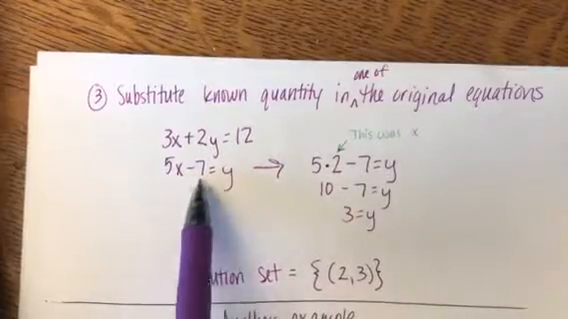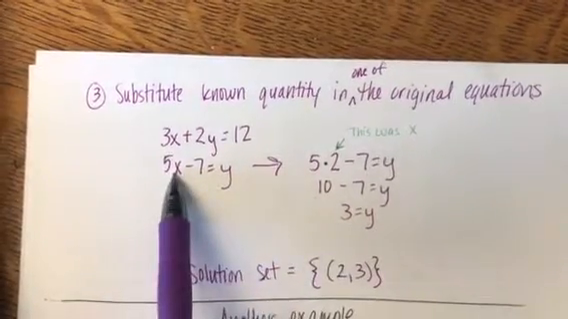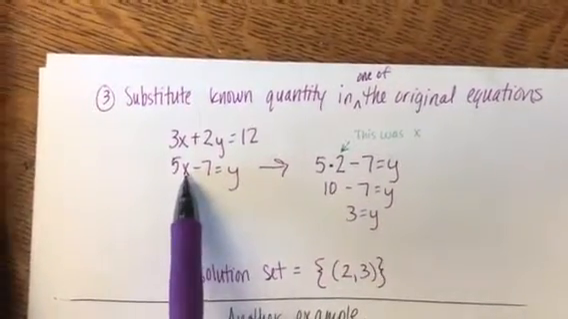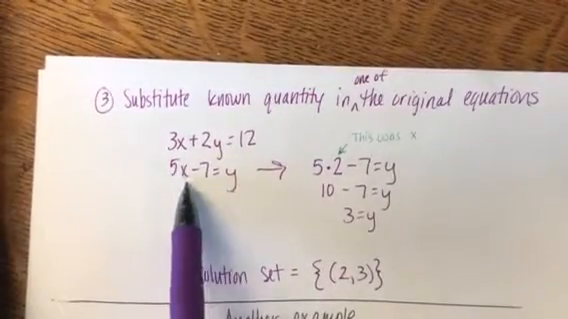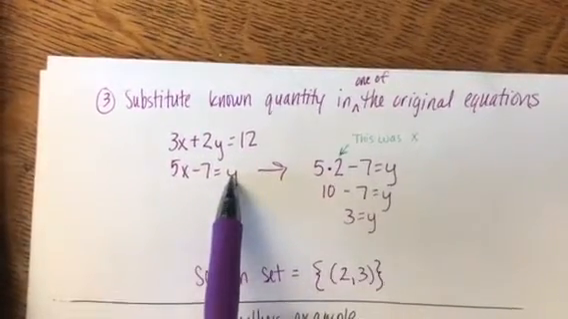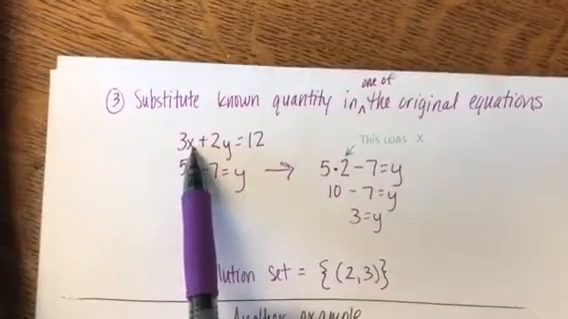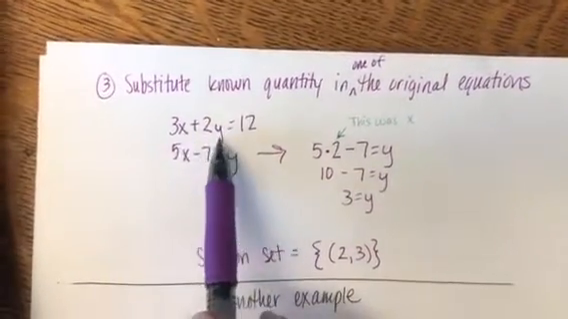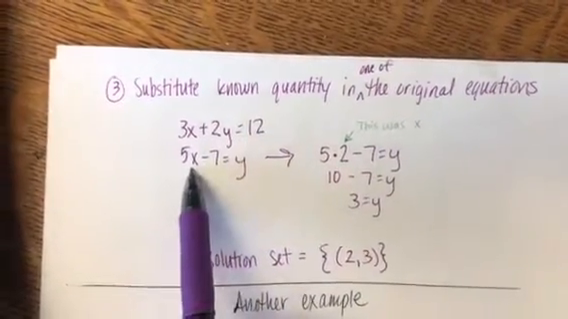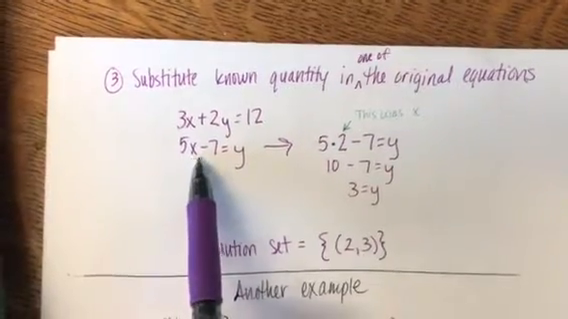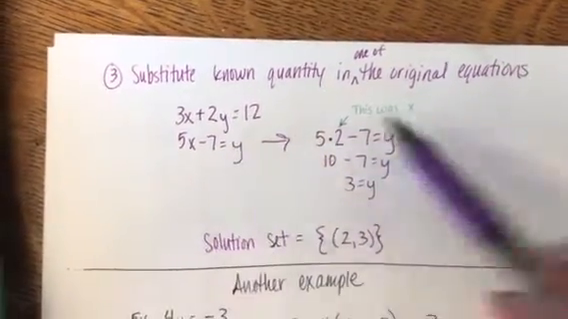I decided to choose this equation to put x into because it's fewer steps. I can just solve this side if I have a number for x and I'll know what y is. If I put x in here, it's going to take a little more work to solve for y. So as you know, I'm all about being efficient, and that makes me pick this equation.